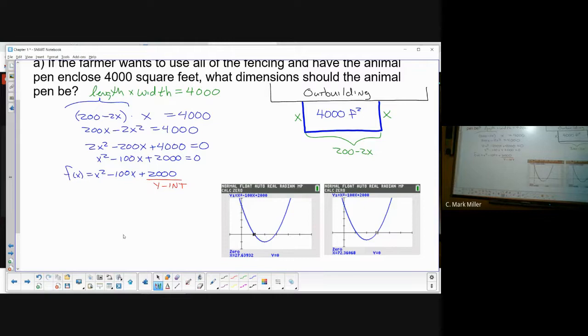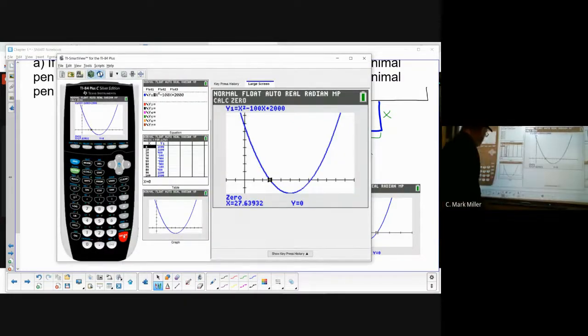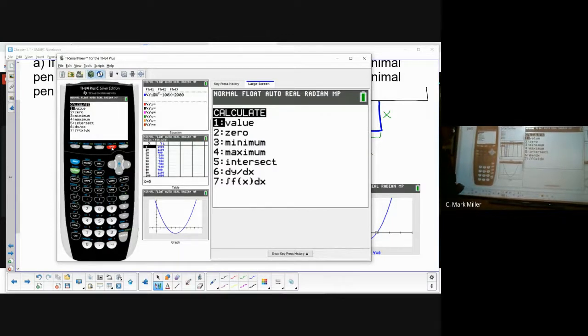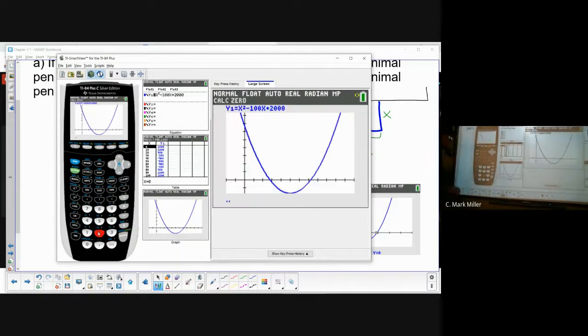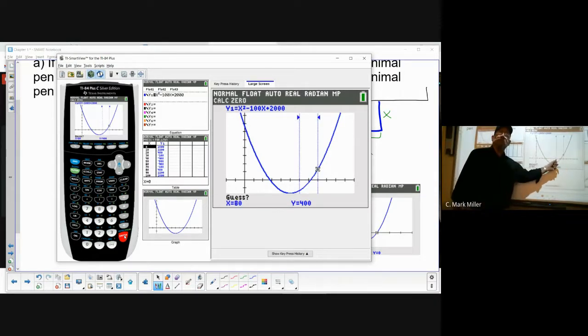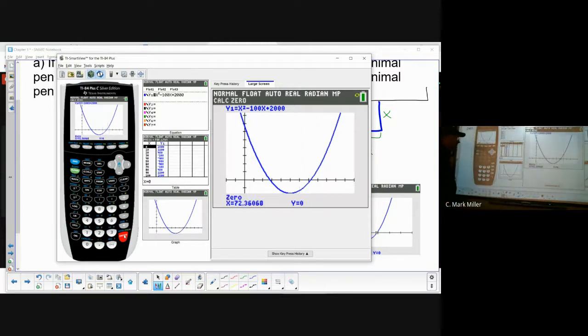And just real quick, let's get the other zero just to show you, right? Second calc, zero. Left bound, I'm just going to guess 60. You can enter a number. Oh, good. That put up that. Right bound, 80. So as long as I have that intersection in between those two points, I'm all right. Hit enter again, and that gives me the 72.36, right?